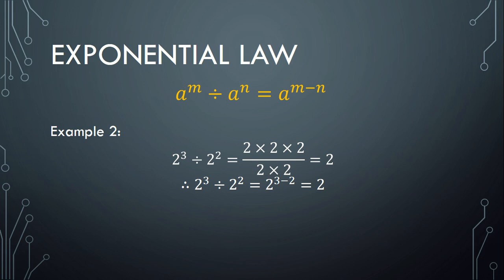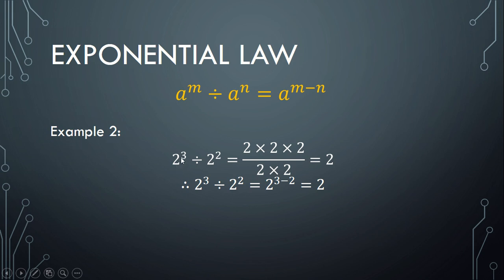The second exponential law says that a to the power of m divided by a to the power of n is equivalent to a to the power of m minus n. Right, let's look at example 2.